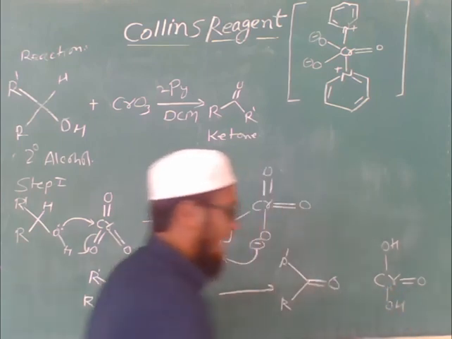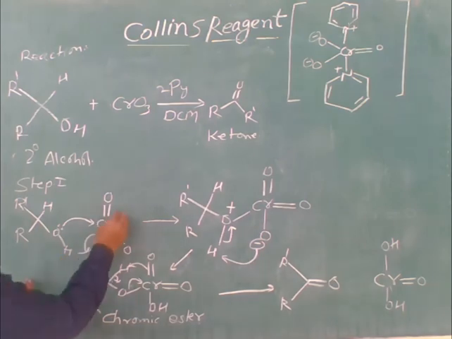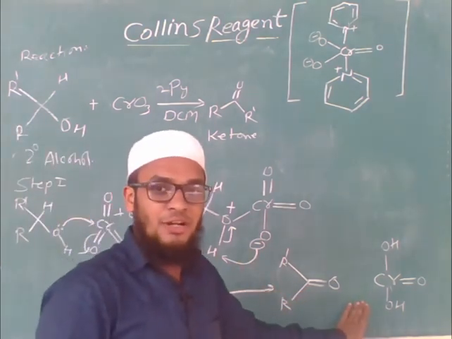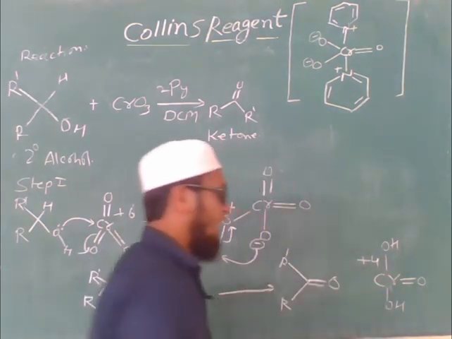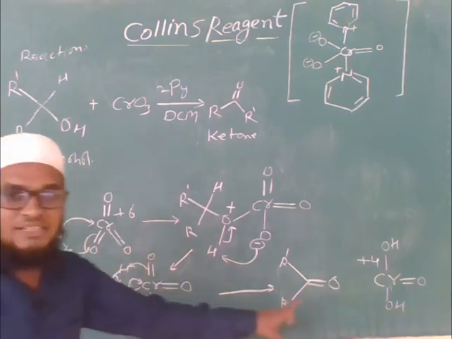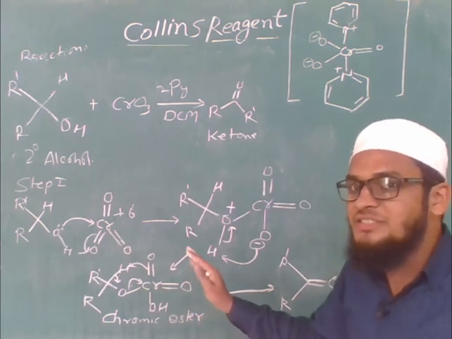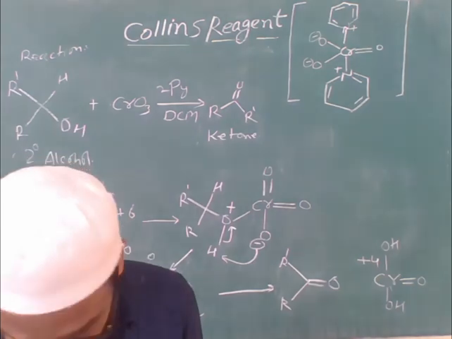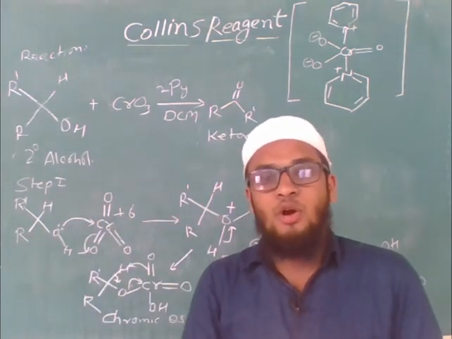This is chromous acid. If you compare the oxidation state, in the first step it has +6, and at the end of the reaction it has an oxidation state of +4. It means that it is being used as an oxidizing agent. It has been used as an oxidizing agent to oxidize this alcohol. So this is the reaction mechanism for our Collins reagent.